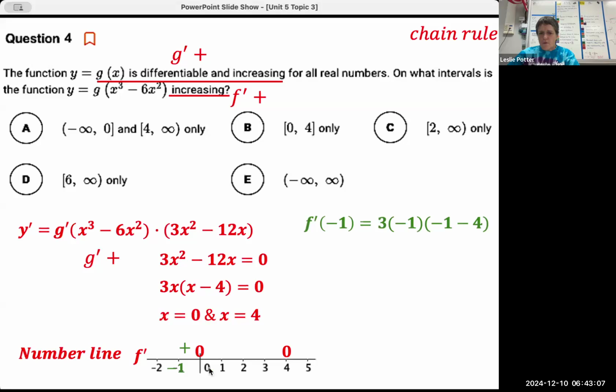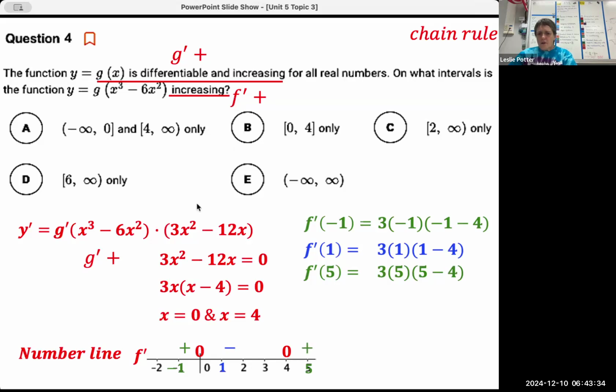And then the next one I'm testing is +1. So I'll put a +1 in here. And it looks like I've got a negative value, but a negative times positive is still a negative value. So we're good there. And then we're testing 5 here, on the other side of the critical point. When I put in 5, I get a positive. Positive times a positive is a positive.